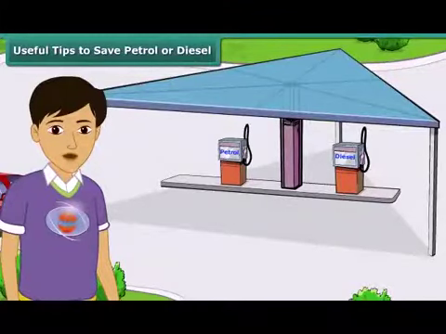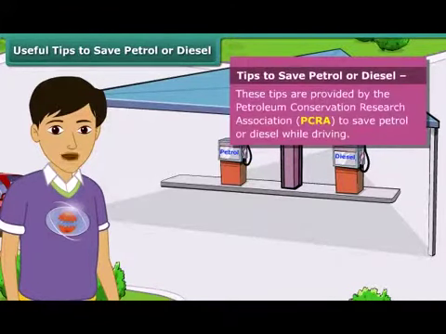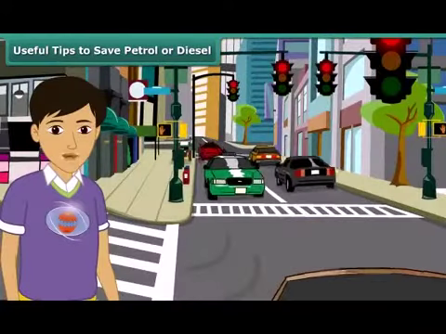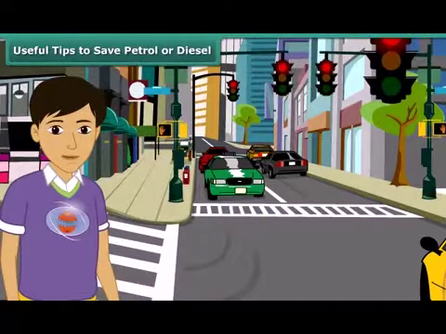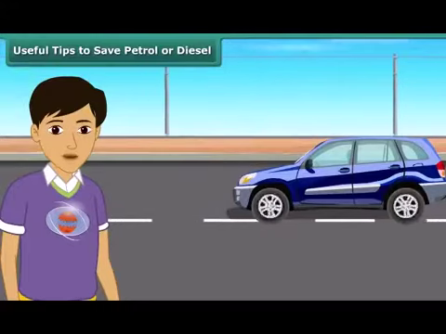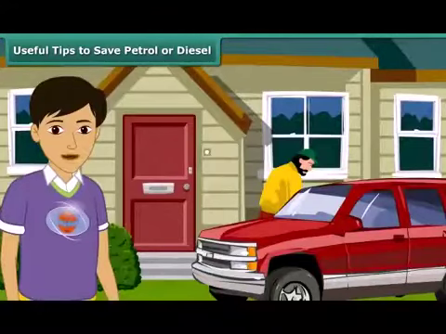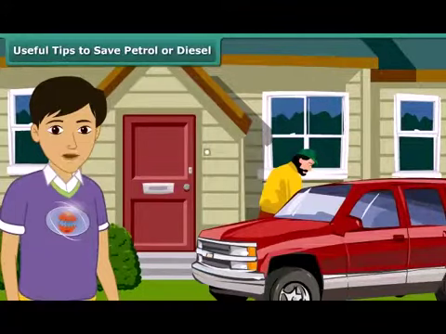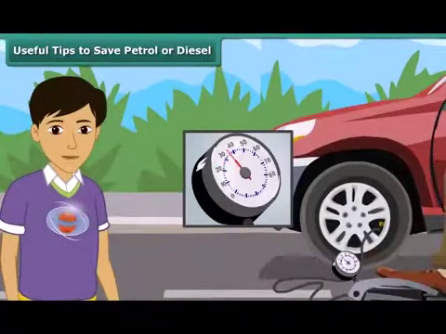Friends, as we know that petrol and diesel are exhaustible resources, that is, the amount of them in nature is limited and will deplete one day, it is important to use these resources carefully. Here are a few useful tips as advised by the Petroleum Conservation Research Association, PCRA. 1. We should switch off the engine at traffic lights or traffic jams. 2. Drive at a constant and moderate speed as far as possible. 3. We also should ensure regular maintenance of the vehicle and correct air pressure in tires.